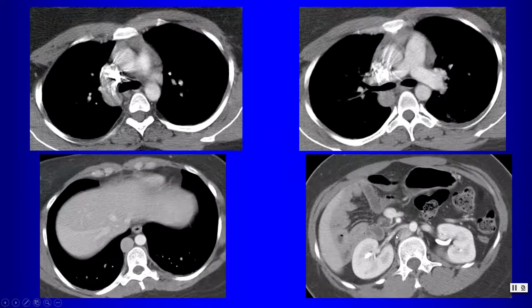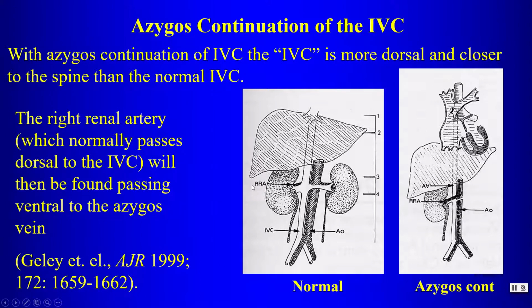So we can follow that vessel all the way up as the azygos vein here, and it will arch forward to drain to the superior vena cava. And of course, it will be dilated because this is a case of azygos continuation of the inferior vena cava. So when we have a normal inferior vena cava, the right renal artery normally passes posterior to the normal inferior vena cava. On the other hand, if we have azygos continuation during embryology, this vessel, being the azygos vein, forms more posteriorly than the normal inferior vena cava. Hence, the right renal artery will be coursing anterior to the vessel.